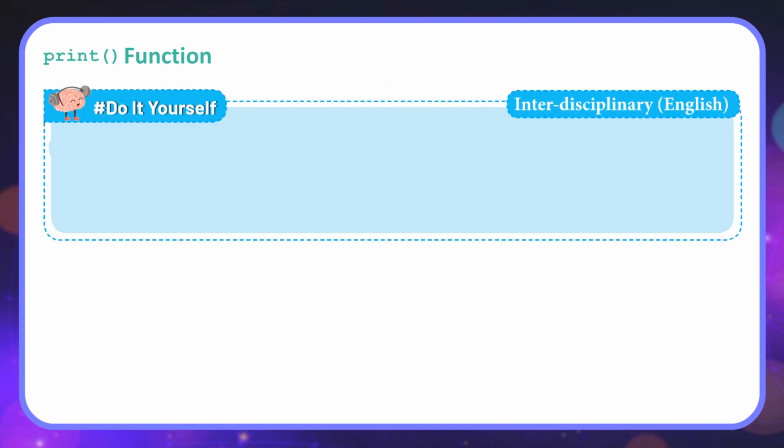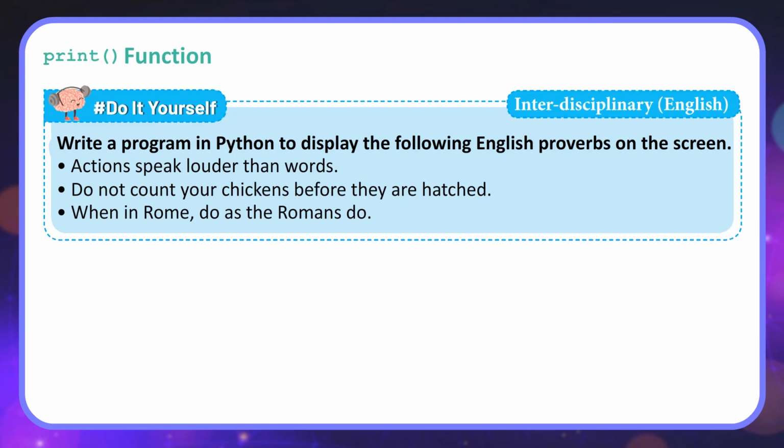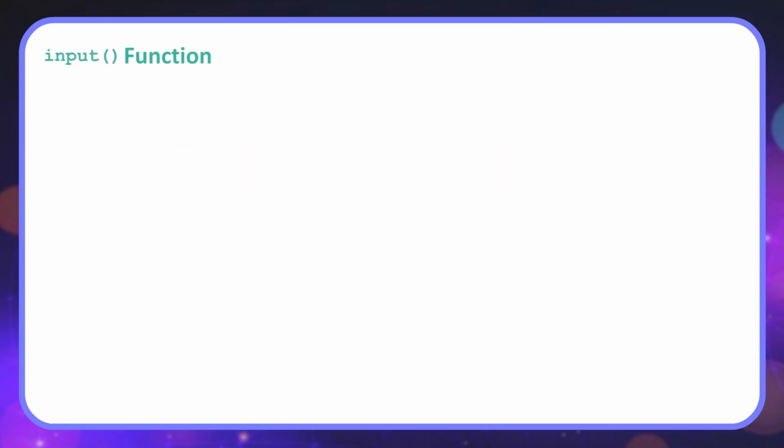Do it yourself, interdisciplinary, English. Write a program in Python to display the following English proverbs on the screen. Actions speak louder than words. Do not count your chickens before they are hatched. When in Rome, do as the Romans do.